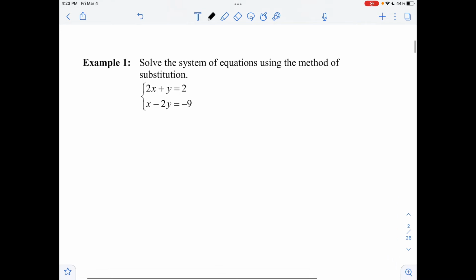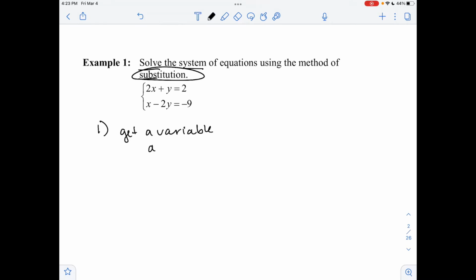Okay, now how do we solve the system of equations using substitution? Go back and look at your steps for solving by substitution. So number one, we're going to get a variable alone. If I look at this function right here, this piece is really nice and easy to get alone. So I'm going to subtract the 2x from both sides. So I get y equals negative 2x plus 2.